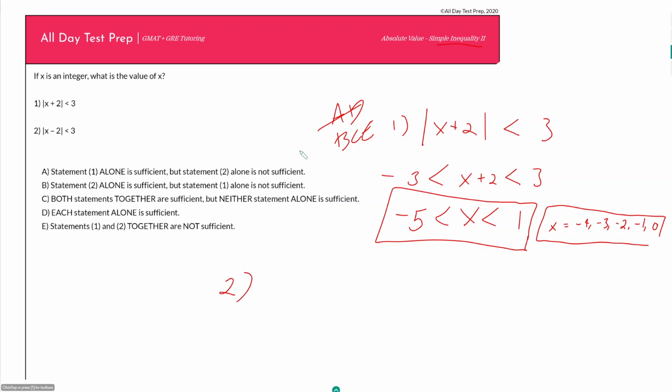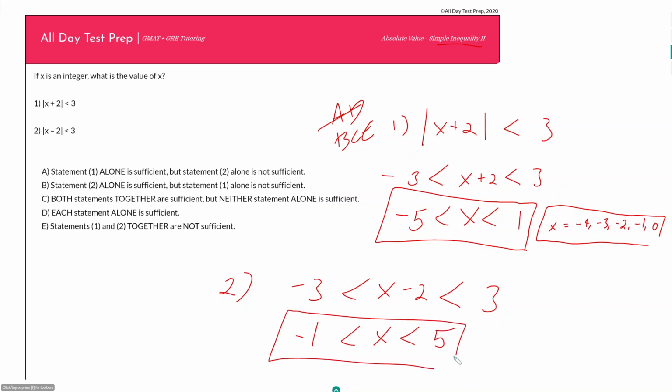Statement 2, similar. The absolute value of x minus 2 is less than 3. Unlike the last one, where we had a less than sign here and a greater than sign here, we have 2 less than signs. So this is still another between scenario, except here x minus 2 is between -3 and 3. Now if we want to get x by itself in the middle, we just add 2 to each side. This is telling us x is between -1 and 5.